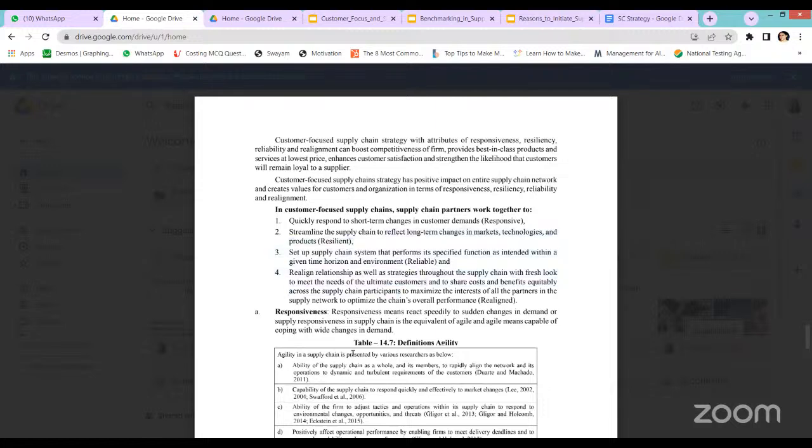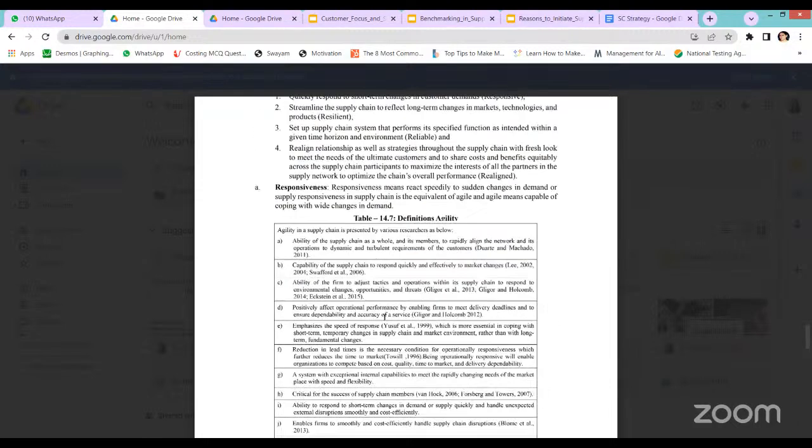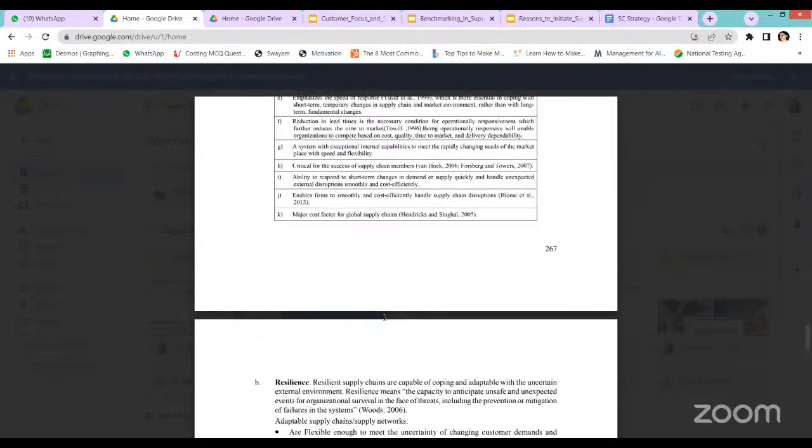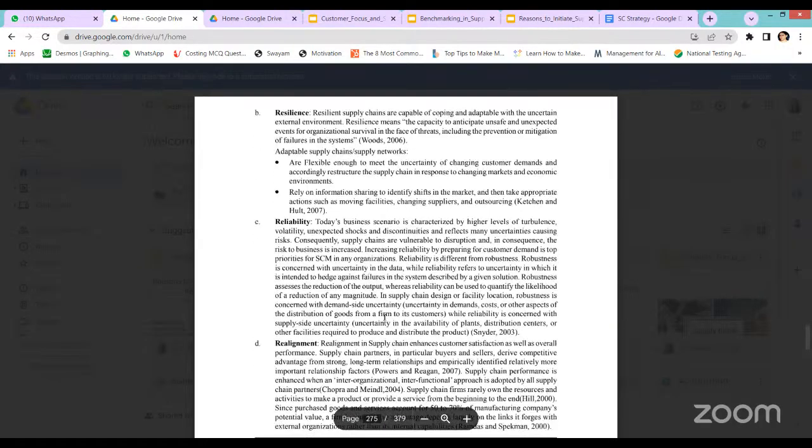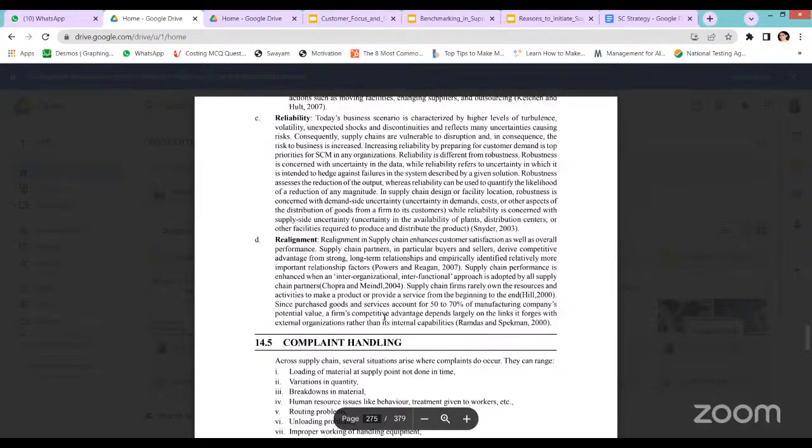Okay, and then how it focuses on response, enhances the responsiveness, enhances the resilience, enhances the reliability, enhances the realignment. All these four you are supposed to mention when you get a question: how customer chain service enhances the organizational and the customer satisfaction.